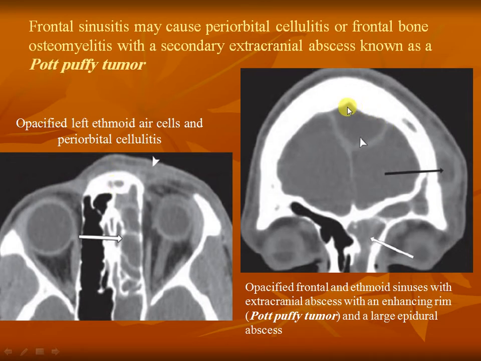In addition, there is an intracranial abscess, epidural abscess, intracranial epidural abscess, and extra. So we have this abscess, the pot-puffy tumor from sinusitis with soft tissue abscess formation, in addition to epidural abscess, intracranial, both extra and intra.